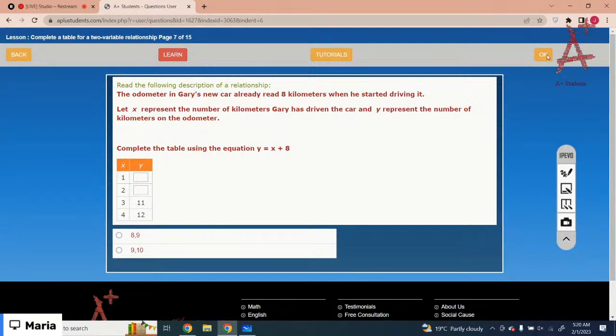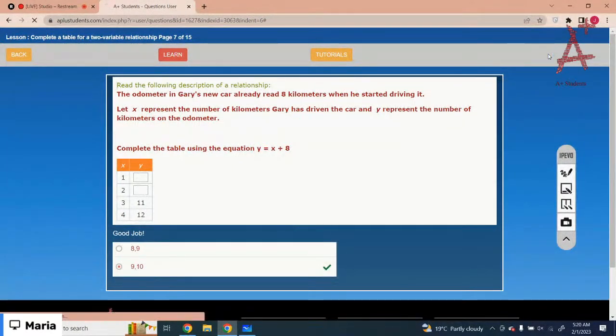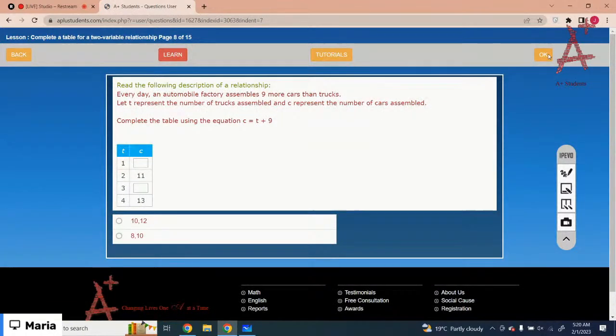Very good. They are 9 and 10. Option number 2 is the correct option. Just select the correct option, then click on the OK button. No, no, they are 9 and 10. 8 plus 1 is 9 and 8 plus 2 is 10. They are 9 and 10.